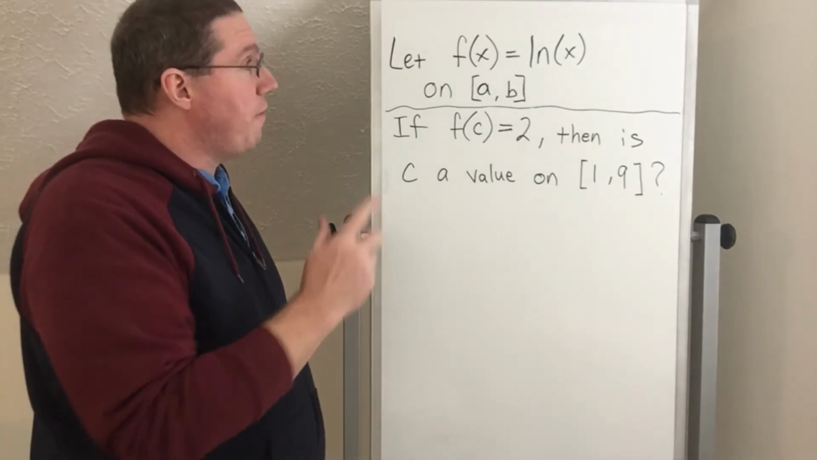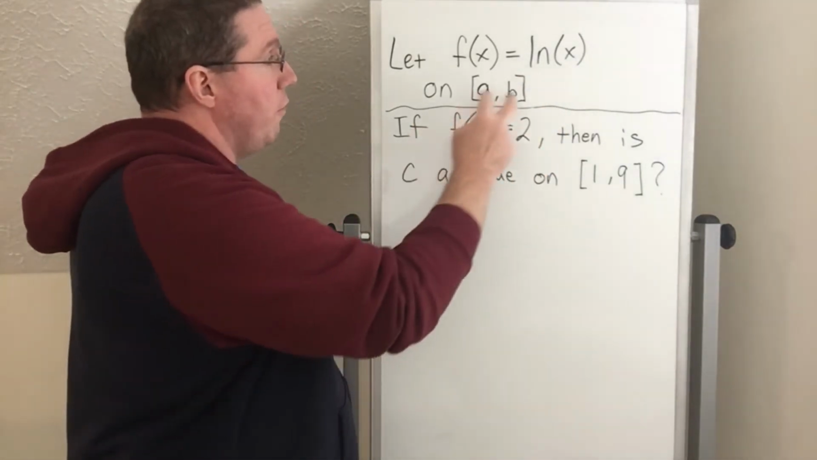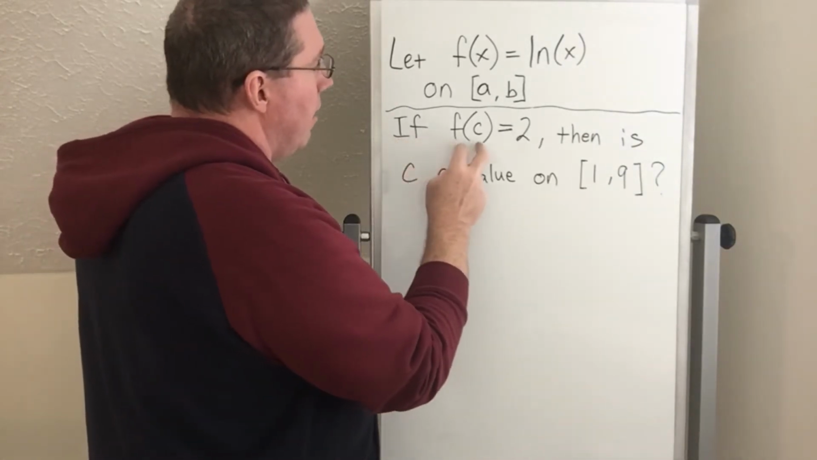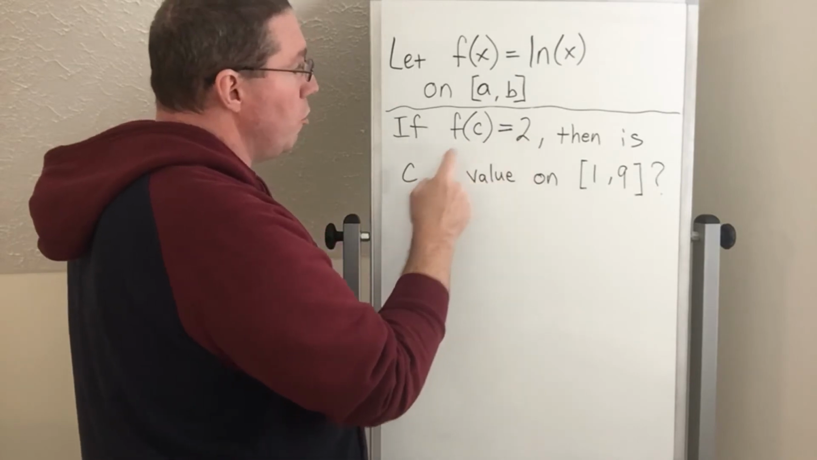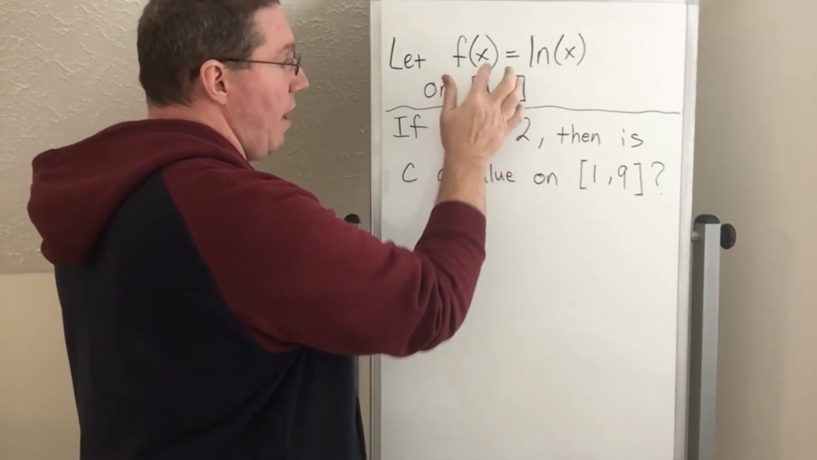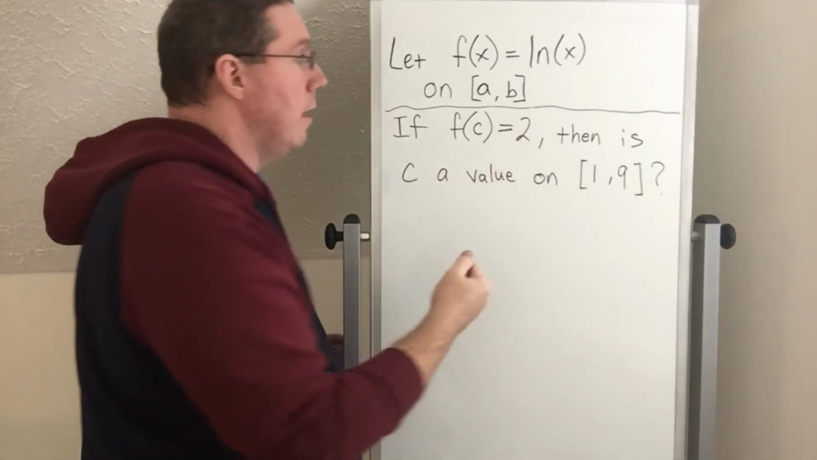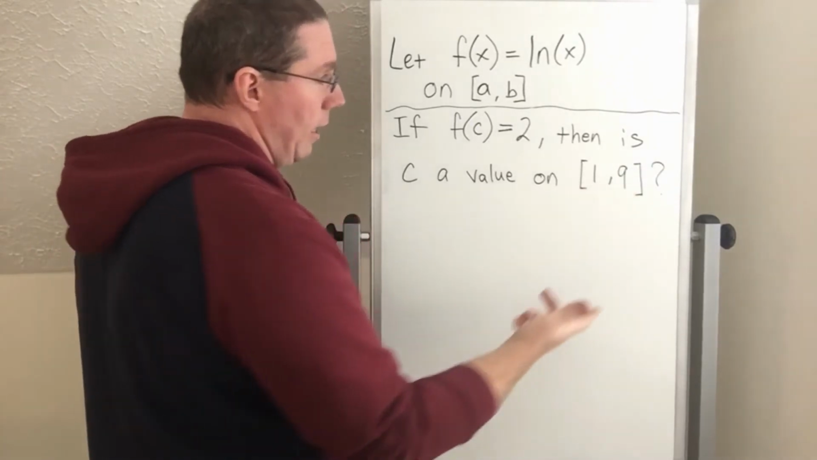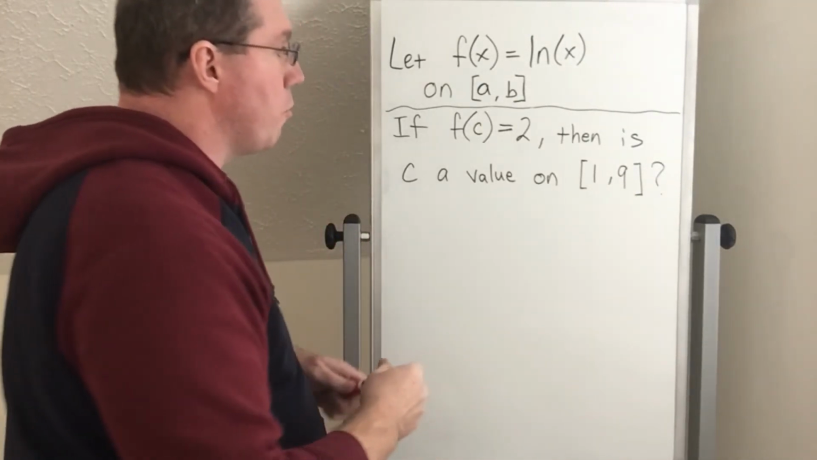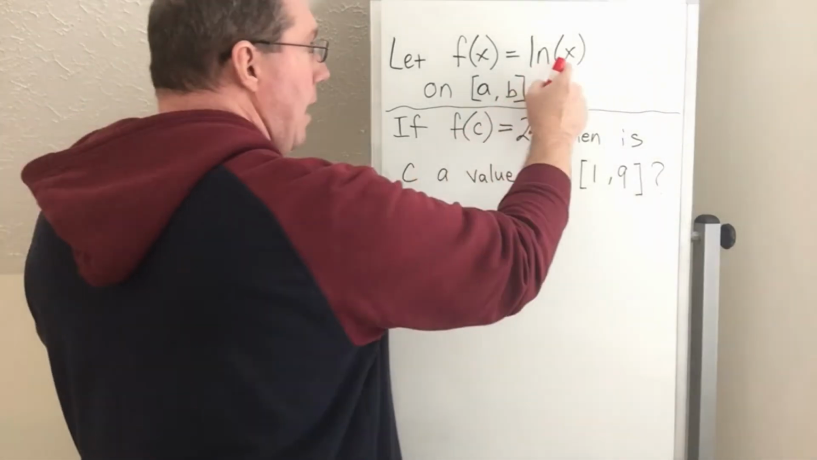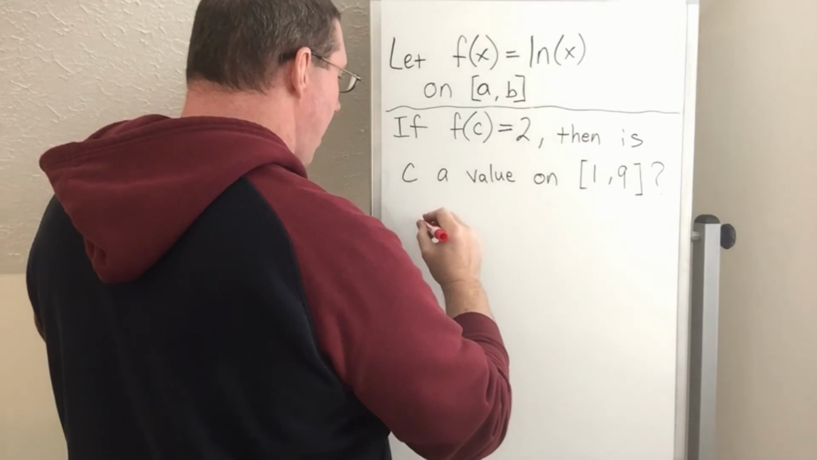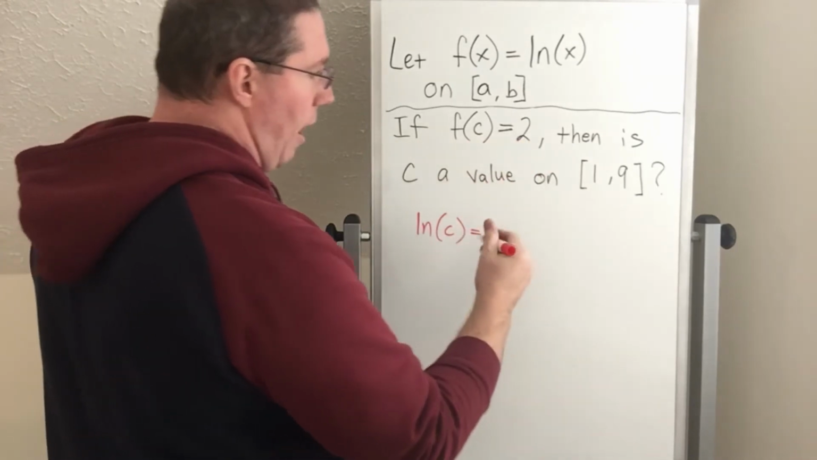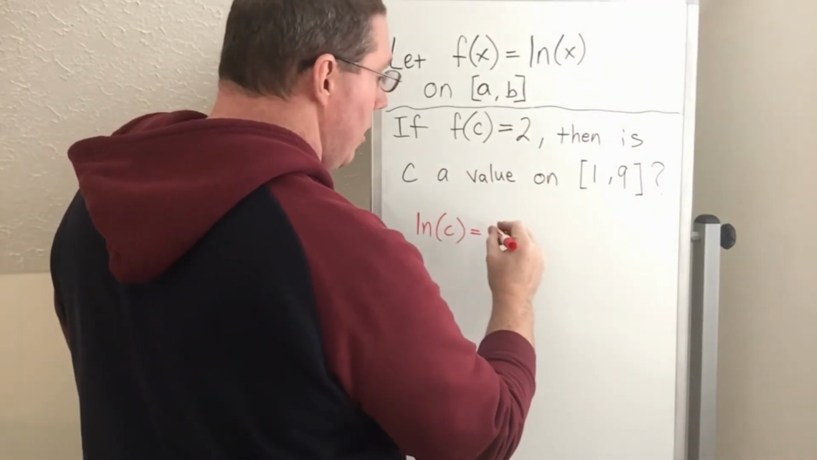All right, so it says let f of x equal natural log of x on the interval from a to b. In this case, a to b is 1 to 9, okay? So it says that if f of c is equal to 2, meaning were you to plug the value c into f of x, the answer would be 2, then is c a value on the interval from 1 to 9, okay? And so in order to solve this, we're going to plug c in for x in the function f of x. So we're going to have the natural log of c is equal to, and then we're going to set it equal to whatever output it's talking about. This is the k value, right, is equal to 2.